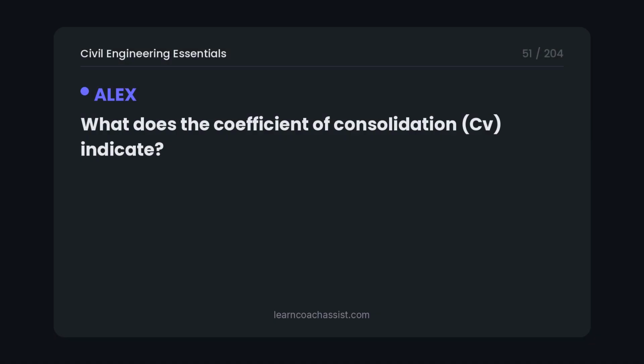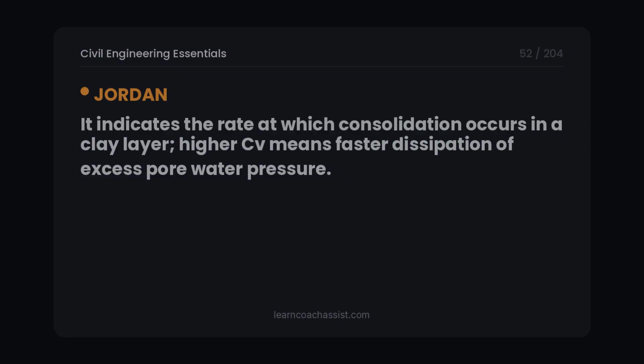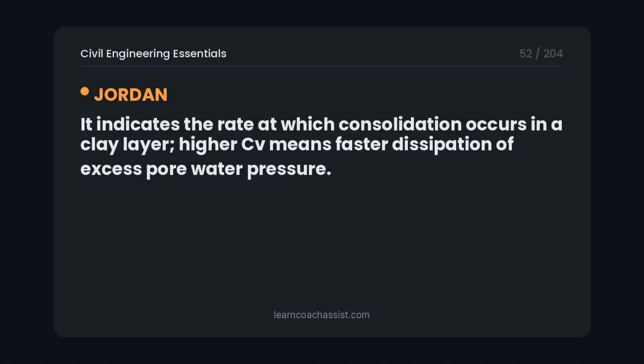What does the coefficient of consolidation, Cv, indicate? It indicates the rate at which consolidation occurs in a clay layer. Higher Cv means faster dissipation of excess pore water pressure.